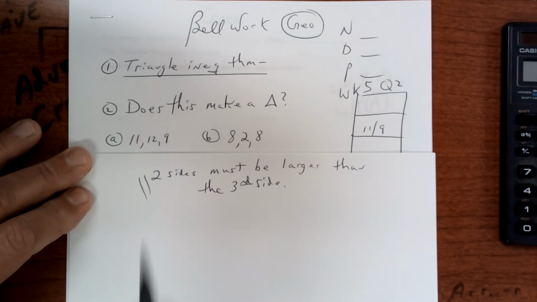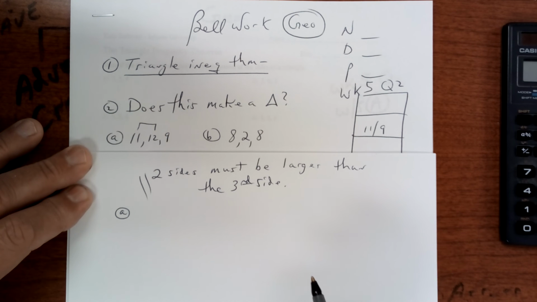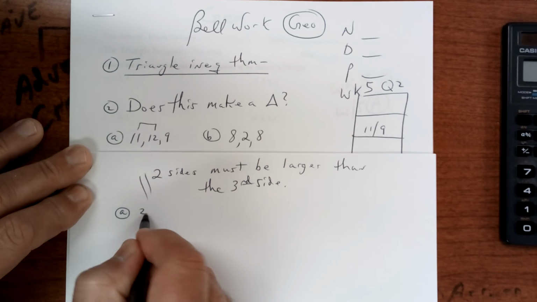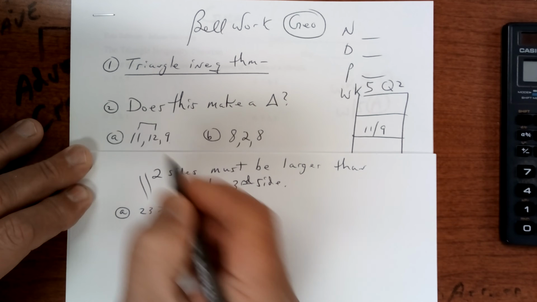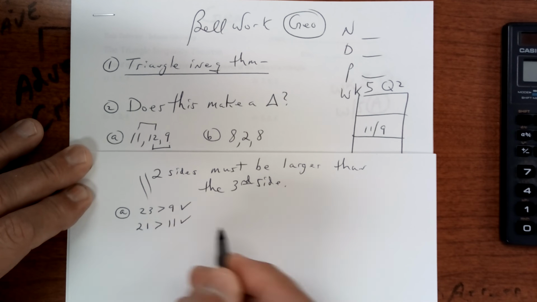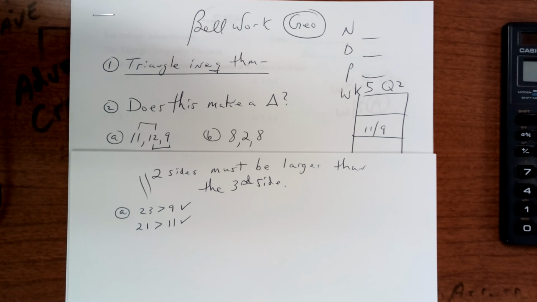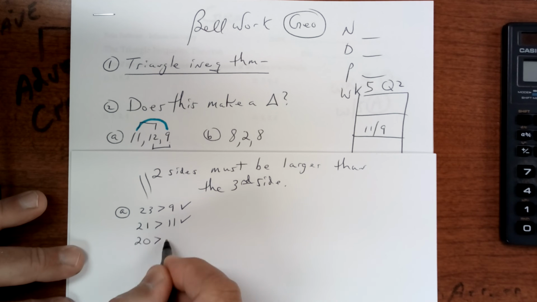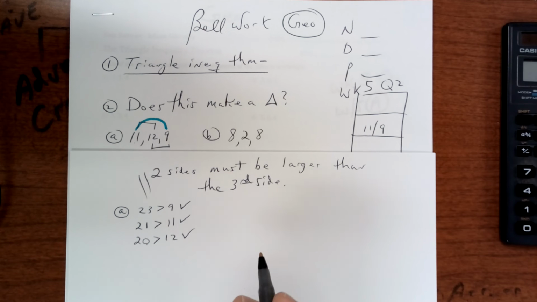Well, if you add those two up, you get 23. And 23 is bigger than 9. Check. If you add those two up, you get 21. And 21 is bigger than 11. Check. And then if you add up the first and the last, you get 20. And 20 is bigger than 12. 9 plus 11 is 20. And so, yes, this one is a triangle.